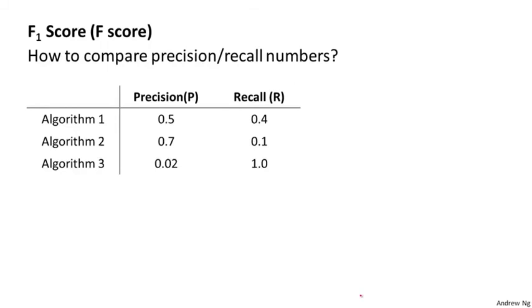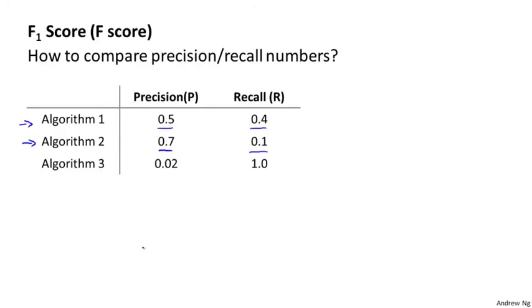One of the things we talked about earlier is the importance of a single real number evaluation metric. And that is the idea of having a number that just tells you how well your classifier is doing. But by switching to the precision recall metric, we've actually lost that. We now have 2 real numbers. And so we often end up faced with situations like, if we're trying to compare algorithm 1 and algorithm 2, we end up asking ourselves, is a precision of 0.5 and a recall of 0.4 better or worse than a precision of 0.7 and a recall of 0.1?